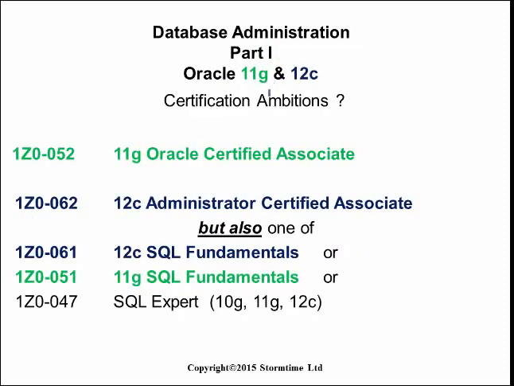So if you have got certification ambitions, but the Oracle 11G Certified Associate, it's the 1Z0-052, 12C 1Z0-062. The important point about this slide is not to concentrate on the exams or the certification at the moment, but just to show you in 12C you need the additional exam. You need one of these three SQL exams. You can either have the 12C Fundamentals exam, 11G Fundamentals exam, or the 1Z0-047, which has been certified against 10G, 11G and 12C.